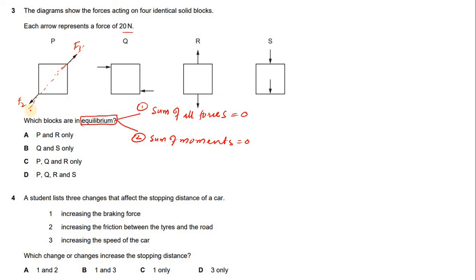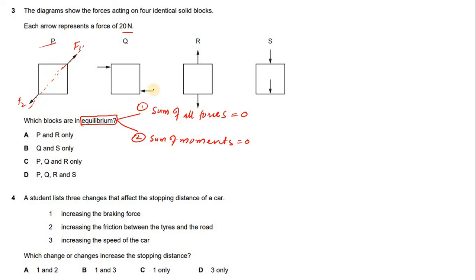So F1 and F2 both are cancelling. Number 1, they have the same magnitude. Number 2, the line of action is the same. So they are cancelling. So the object will neither produce a moment, nor rotate, nor have an unbalanced force. So P is in equilibrium.